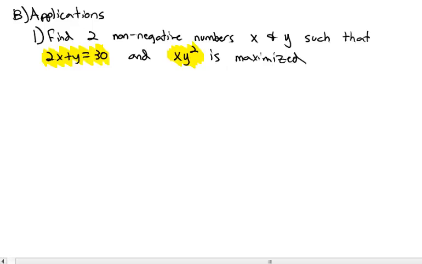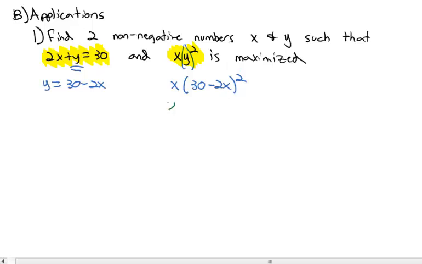The easiest way to solve this would be to probably solve for the y. If we subtract 2x from both sides, we get 30 minus 2x. And we're going to plug that in for the y. So we've got x times 30 minus 2x squared.